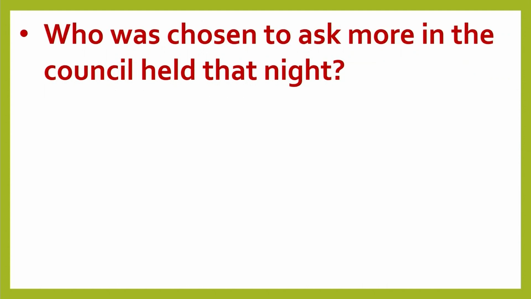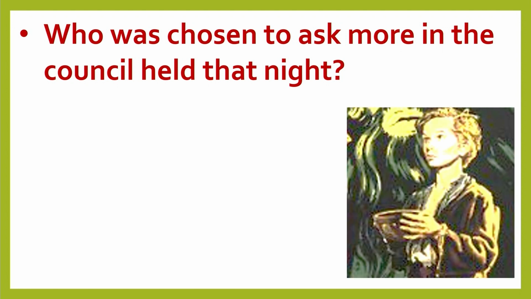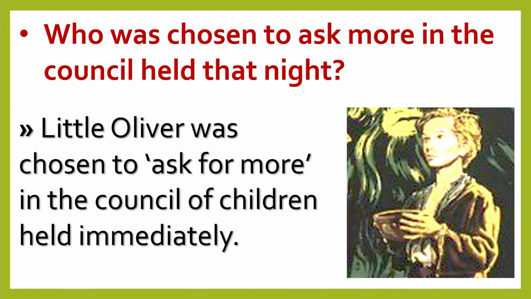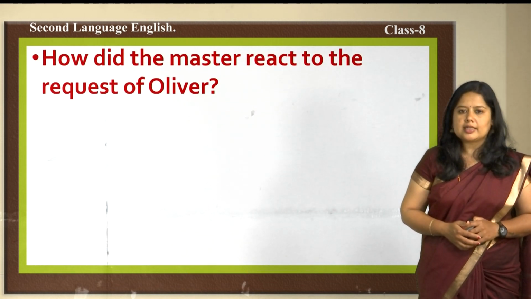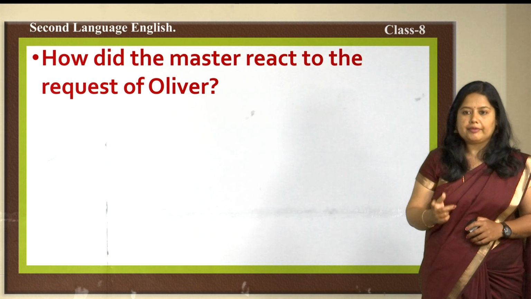Who was chosen to ask more in the council held that night? Who was the one? Yes, you know by the picture who it is. Little Oliver was chosen to ask for more in the council of children held immediately. Here comes your next question. How did the master react to the request of Oliver?